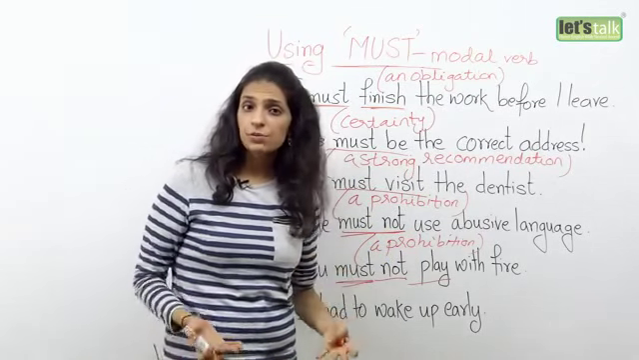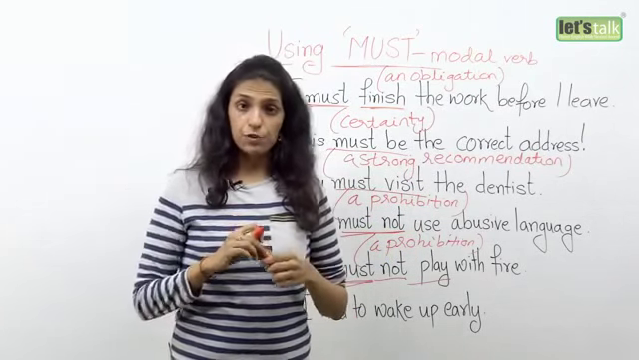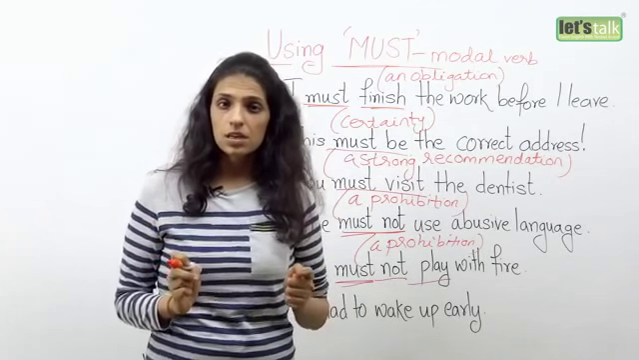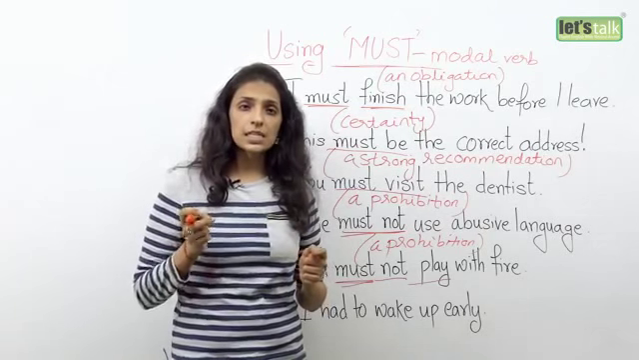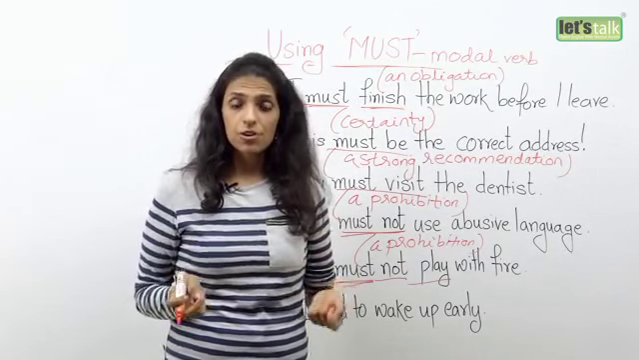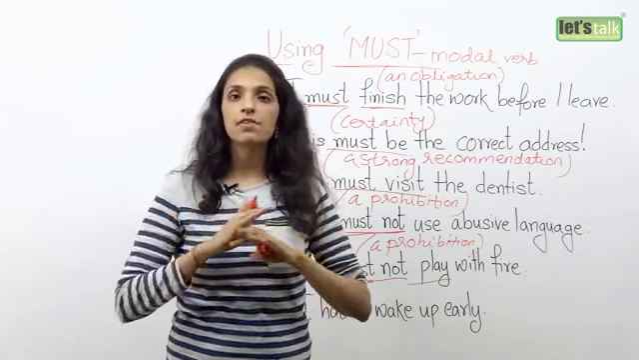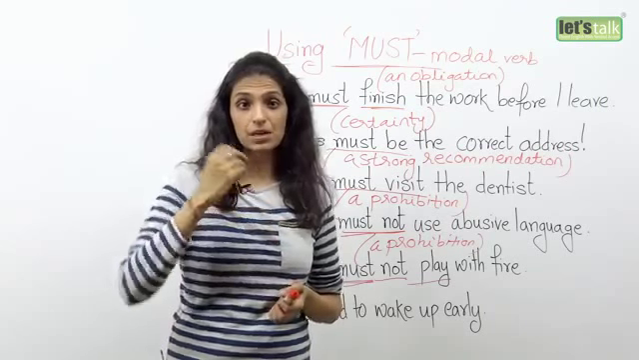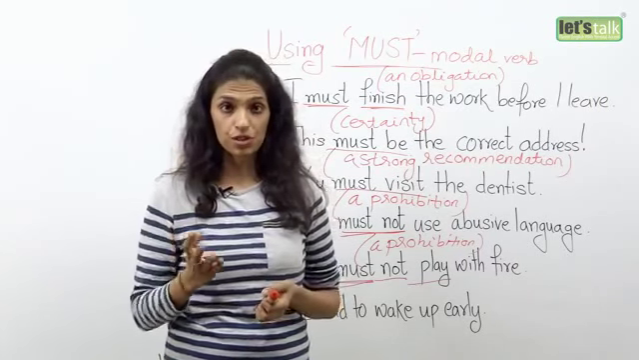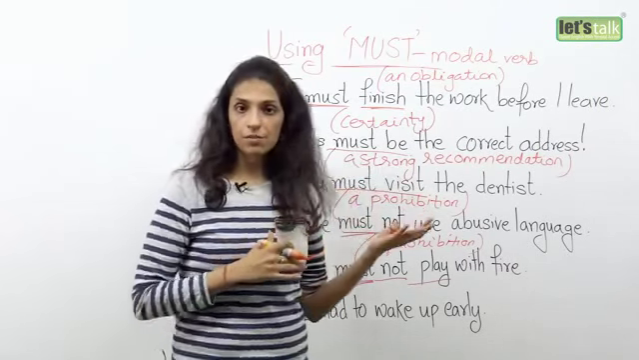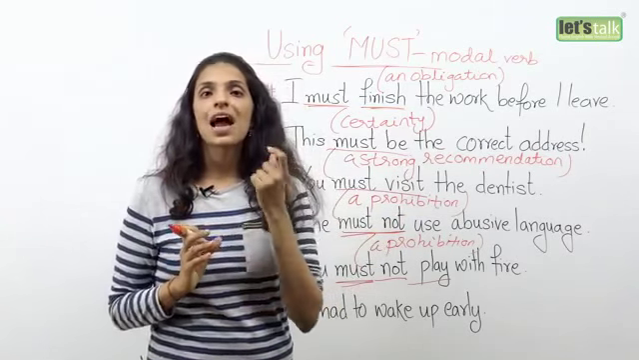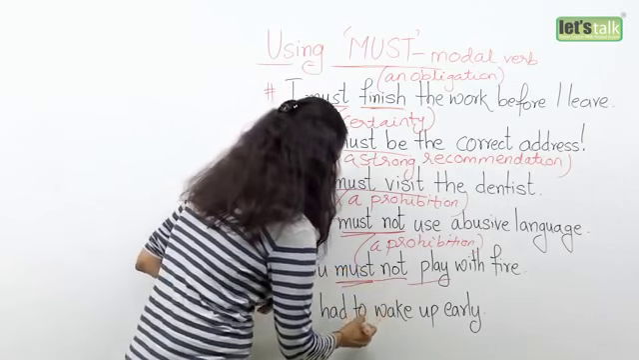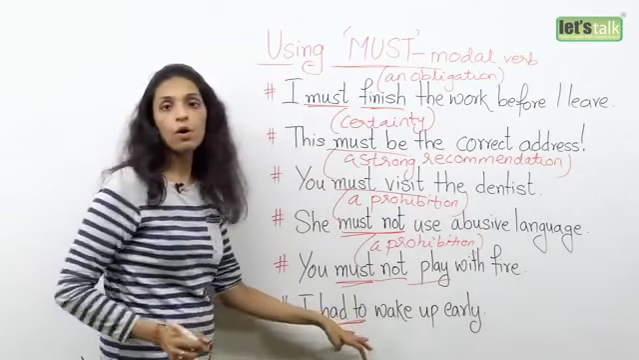Well, if I tell you, you must wake up early every day, that means it is a must, a strong recommendation, you must do it. But if I want to take it to the simple past tense, remember, must does not have a past form. Like have becomes had, speak becomes spoke, can becomes could, right? So must does not have a past form. What we use is had to with the verb in the first form. So I had to wake up early. This is the past form of must.